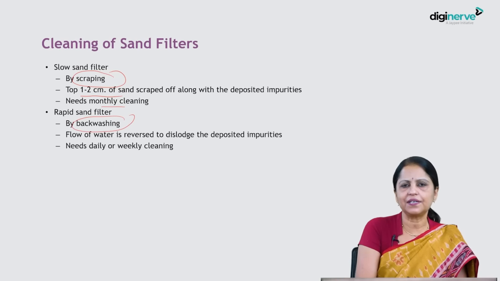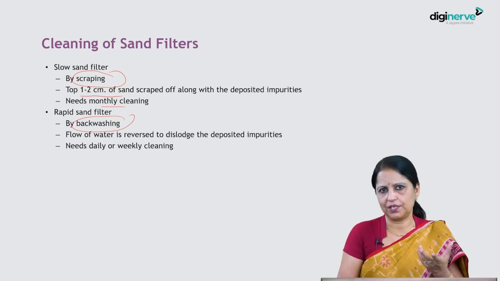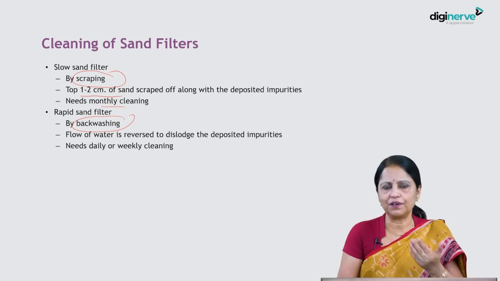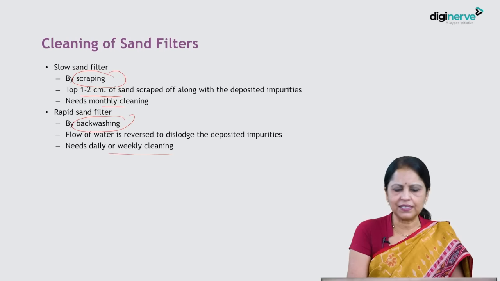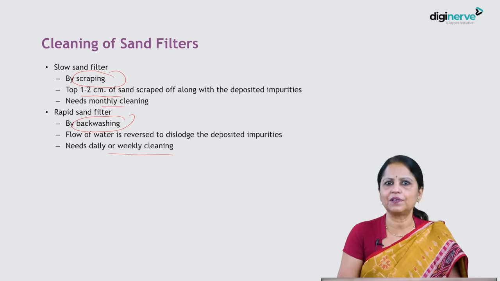A rapid sand filter is cleaned by backwashing. That is, reverse flow is done. The water is flowed from the bottom in a reverse direction, and this needs daily or weekly cleaning. But it is comparatively easier because it just needs a change in the direction of the flow and it happens automatically.